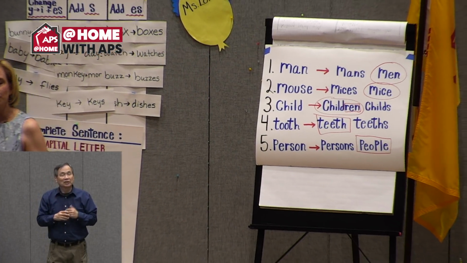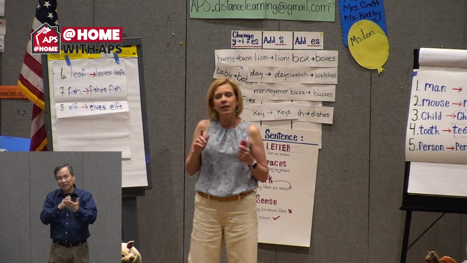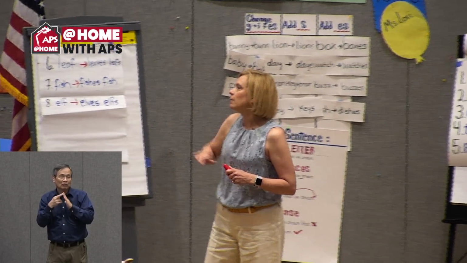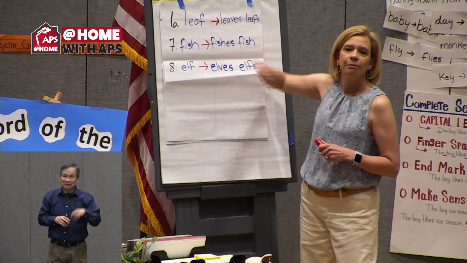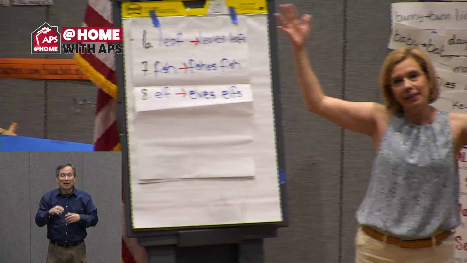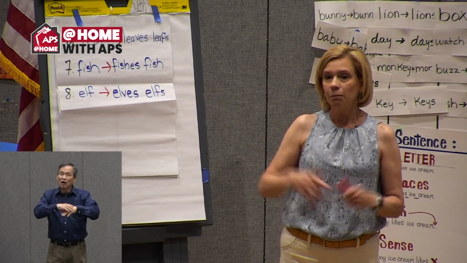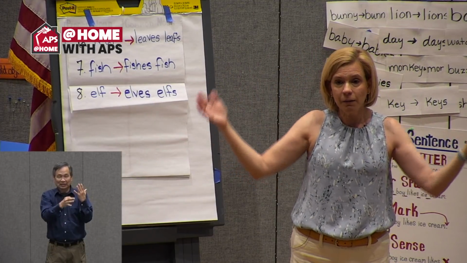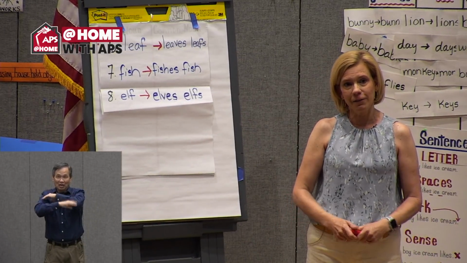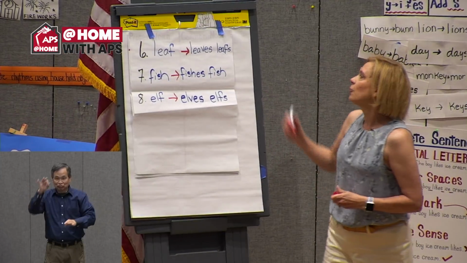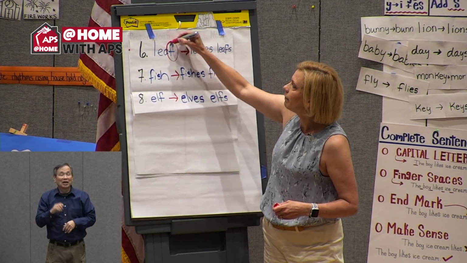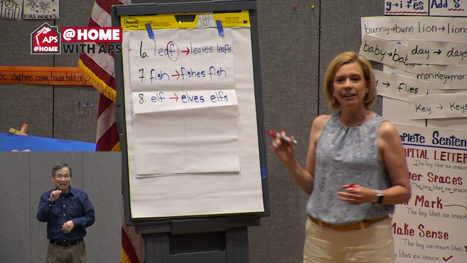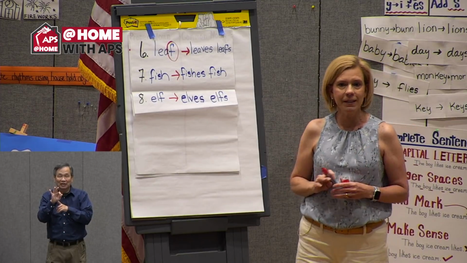And I wanted to show you a couple of these because they do have a rule. So let's look at this first one, leaf. The leaf is on the tree. But in autumn, many leaves fall off the tree, right? So we take this F because this word leaves. Say that with me into the TV.